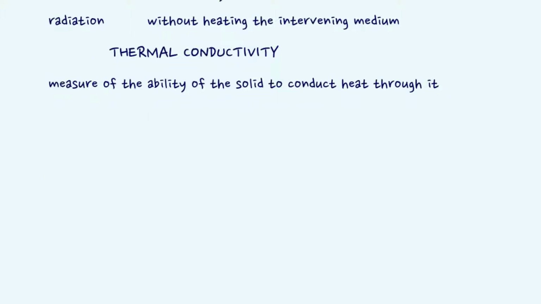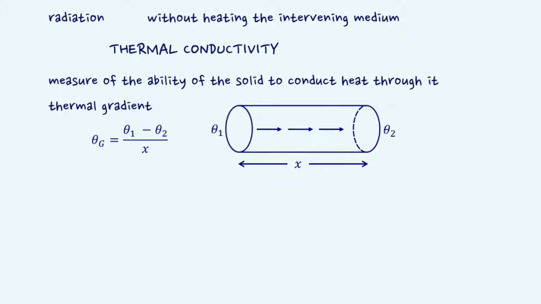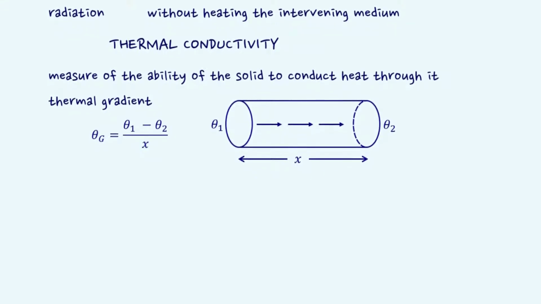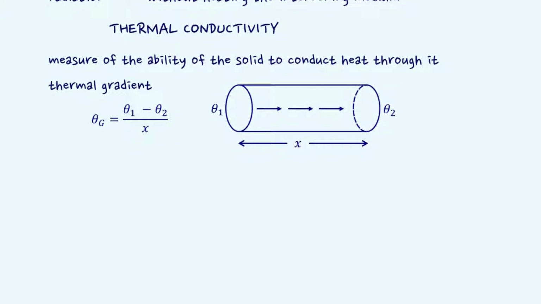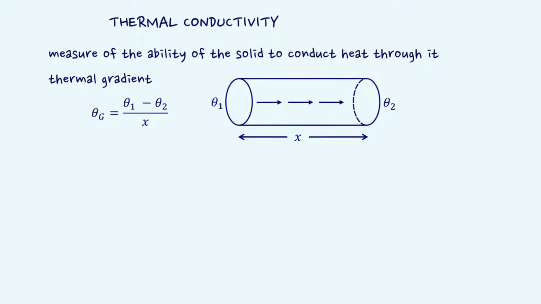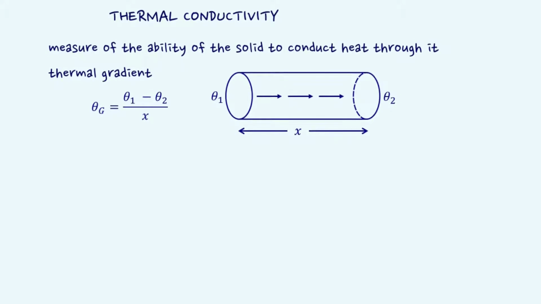Thermal conductivity of a solid is a measure of the ability of the solid to conduct heat through it. Under steady state condition, the temperature at points within the rod decreases uniformly with distance from the hot end to the cold end. The fall of temperature with distance between the ends of the rod in the direction of flow of heat is termed as temperature gradient. That is, θg = (θ1 − θ2)/x, where θ1 denotes the temperature of hot end, θ2 denotes the temperature of cold end, and x is the distance of separation between the hot and cold ends.